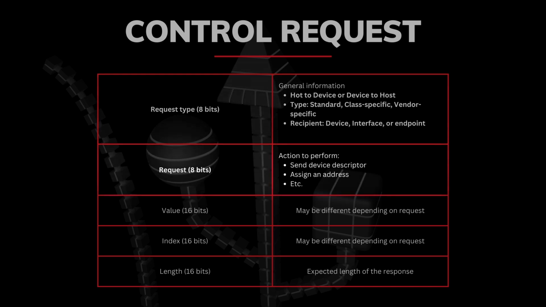The second field contains the actual request, whether it is to describe the device or to assign an address, etc. The following 2 fields may be used differently for every request, and the last field, the length, is the length of the data that's about to be transmitted.